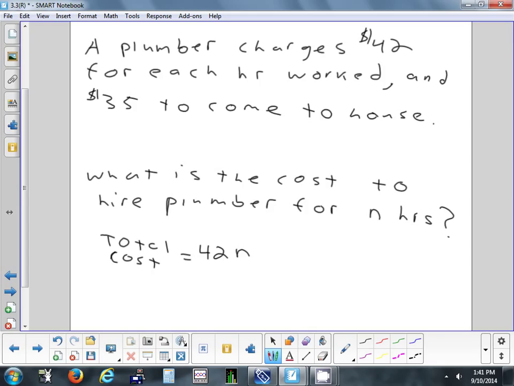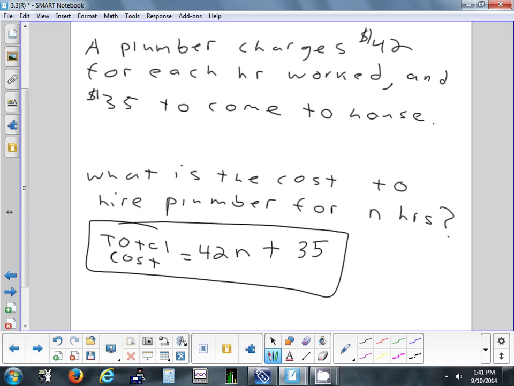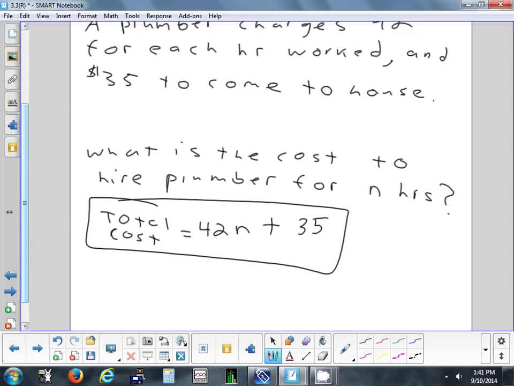So that's how much you pay for each hour. Plus, what's the fee for them just to come through the door? 35. So there's our formula. This is a formula that represents the total cost to hire the plumber: $42 an hour plus $35 just for the fee to come to the house. We're going to come back to using this equation to solve a problem in a little bit.